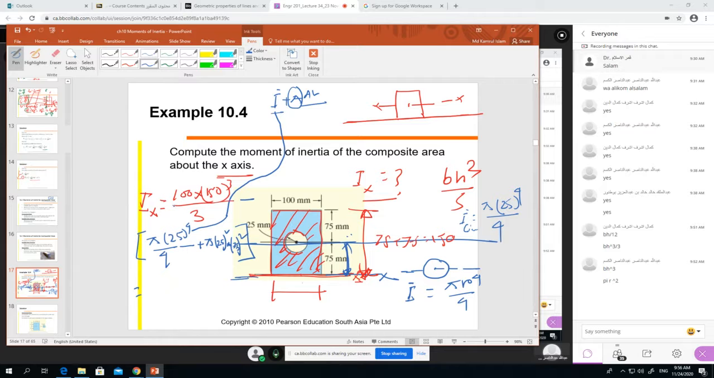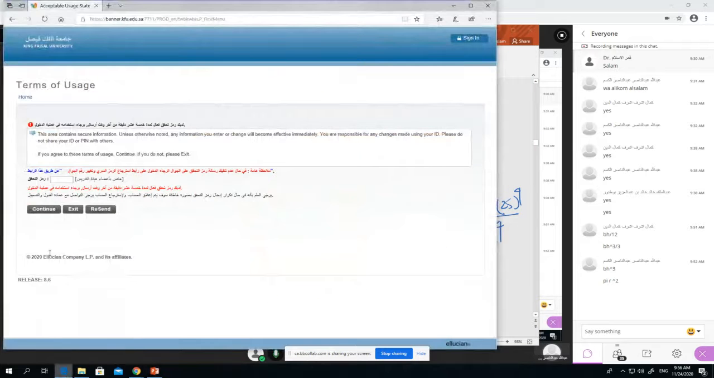So this is 100 into 150 to the power 3 by 3 minus pi to the power 4, and then this. Do the calculation, and the result will always be millimeter to the power 4, right? For moment of inertia, the unit is always unit to the power 4. Always remember. Now do the calculation and tell me the result, please. One minute time.